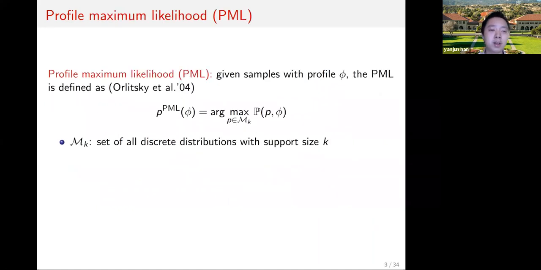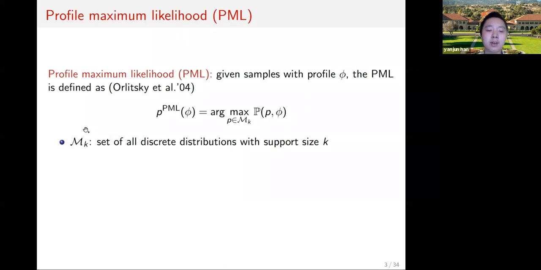After introducing the profile, now we're ready to define the profile maximum likelihood, or PML in short. The notion of PML was introduced by Orlitsky et al. in 2004, which is an extension of the classical maximum likelihood estimator, and it is defined to be the discrete distribution which maximizes the likelihood of a given profile. So mathematically, after observing a sample with profile phi, the PML distribution associated with phi is nothing but the probability distribution which maximizes the probability of observing phi when the samples are i.i.d. drawn from some distribution P. Here, the probability notation just denotes the probability of observing a given profile phi when the samples are drawn from an i.i.d. distribution P.